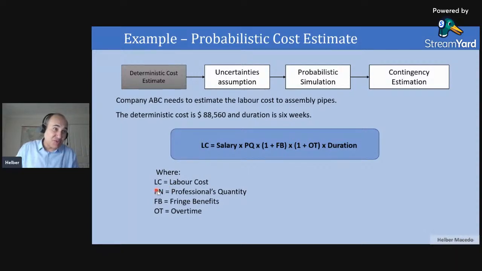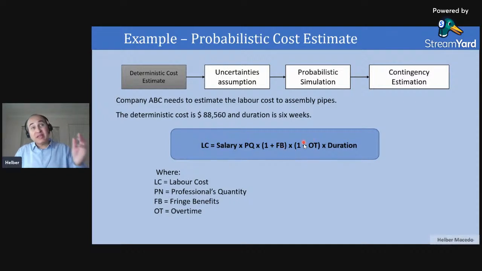here's a mistake. Sorry, it's a typo error in professional quantities. I'm sorry. But to calculate your cost here, you will multiply your salary, your quantity of professionals, and the benefits that you need to pay, like health insurance, life insurance, I don't know.